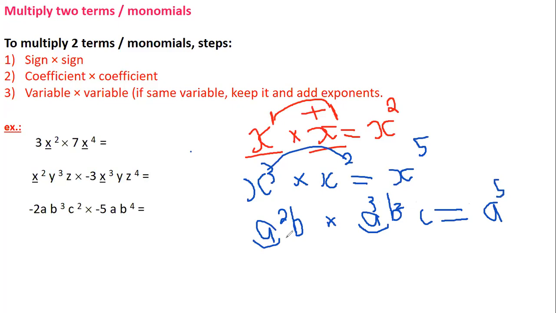Now, the variable b and the variable b. What stays as the variable in the answer? B. What is the exponent here? 1 plus 2? 3. Okay, here we have c. Do we have c in the first one? No. So it stays the same, c. Did we see how we write and multiply variables?